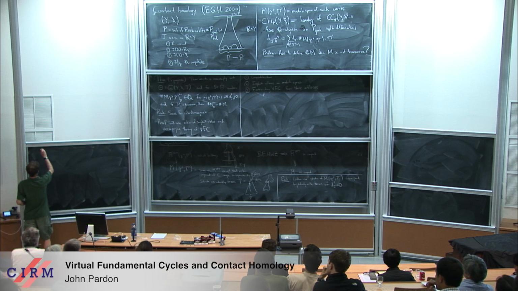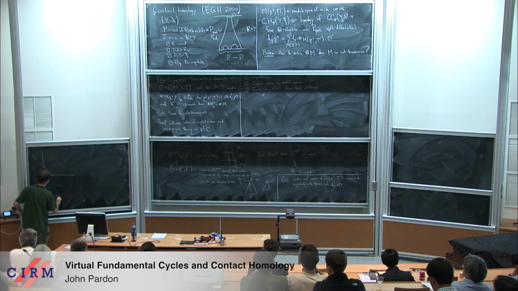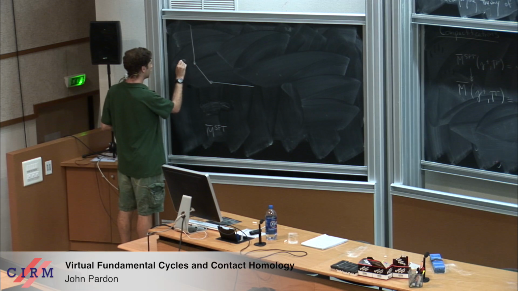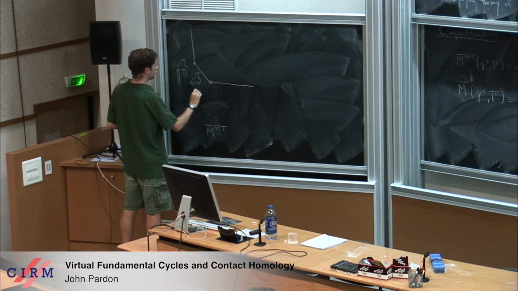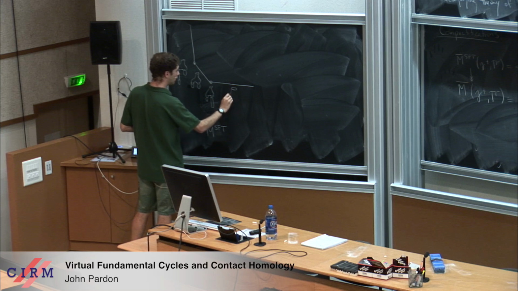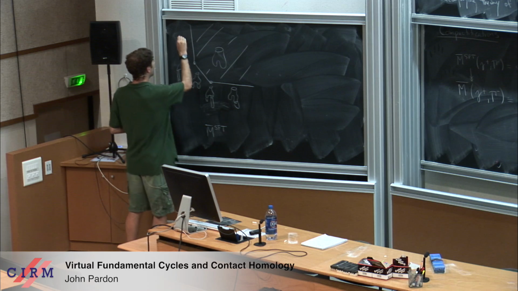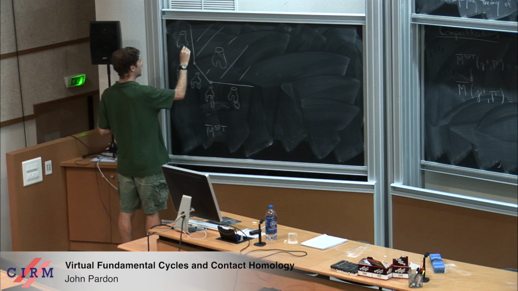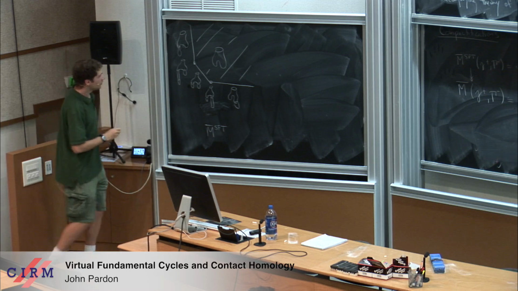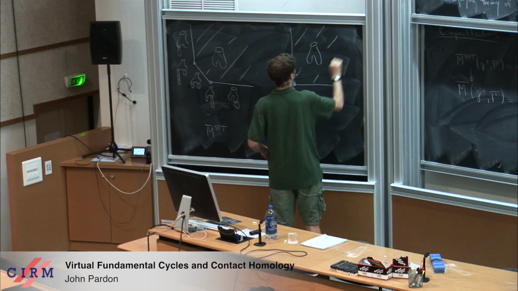So I'll draw the SFT compactification. Let's look at a curve like this. What I'm drawing here are the topological types of the curves in the various strata. So this is a top stratum. Here I have some curve like this. And the corresponding picture here is something like this.